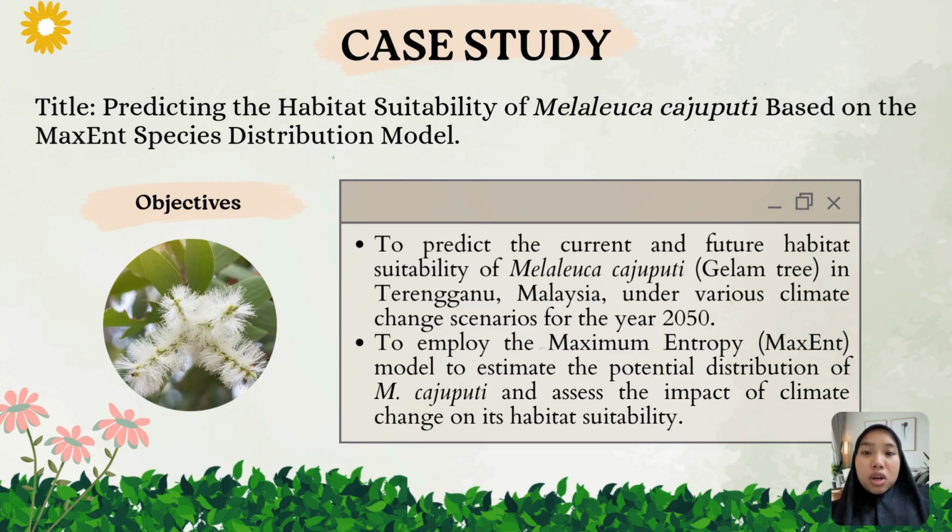The case study explores how environmental factors and climate change affect the distribution of the gelam tree in Malaysia. This species is important for both ecology and the economy, particularly in coastal regions. The study had two main goals. First, to predict the current and future habitat suitability of the gelam tree in Terengganu, Malaysia, considering climate change scenarios for 2050. Second, to use the MaxEnt modeling approach to estimate the species' potential distribution and assess the impact of climate change on its suitable habitats.